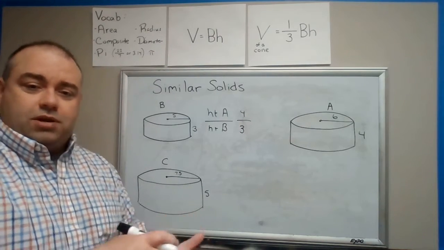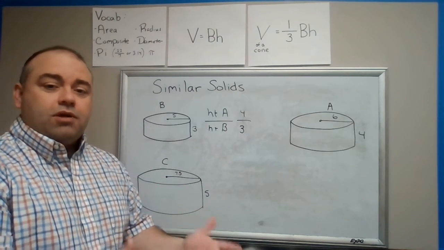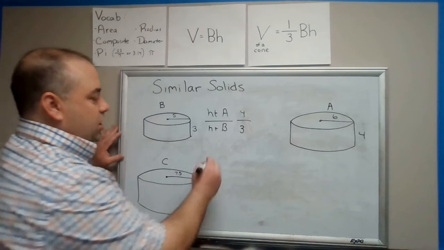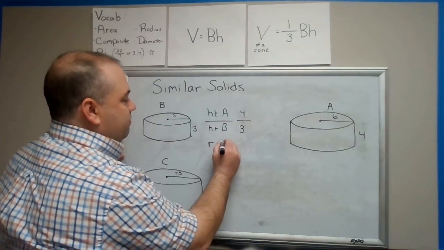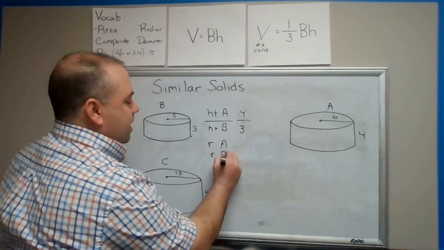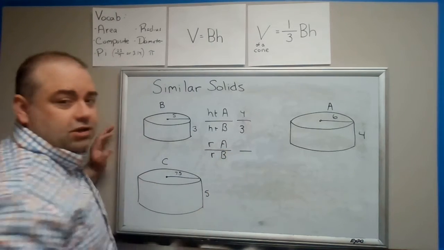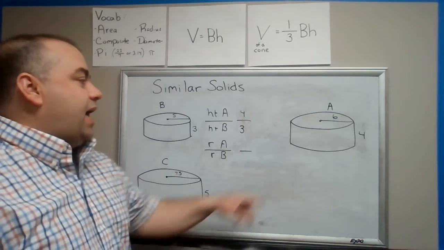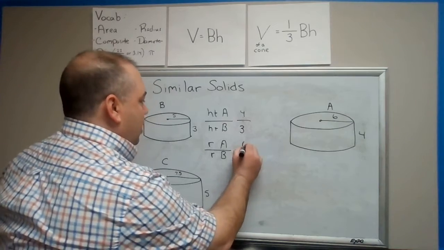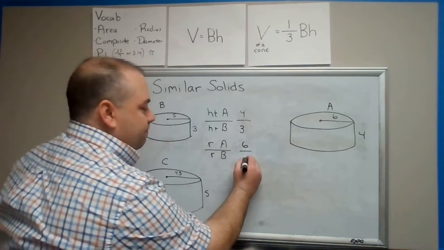So we know that measurement we can compare back and forth. The other thing that we know is the radius. So let's check out the radius. So the radius of A and the radius of B. We're going to set that up as a fraction as well. So the radius of A is 6, and the radius of B is 5.